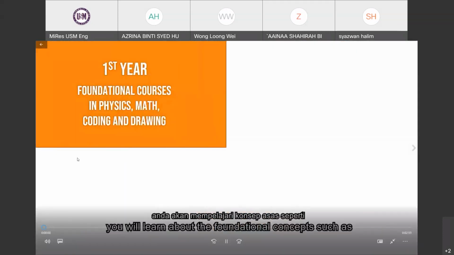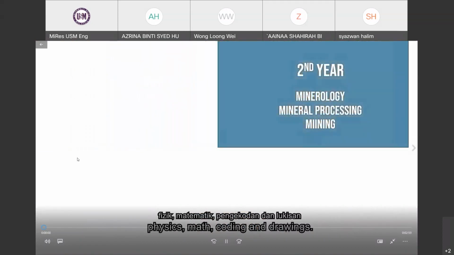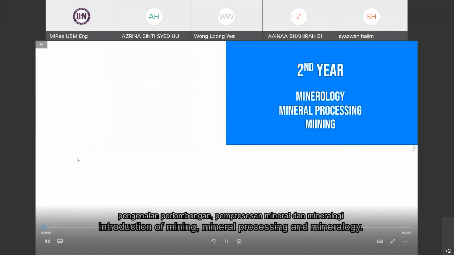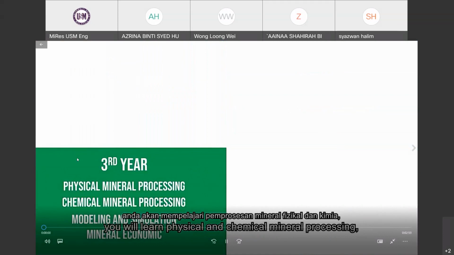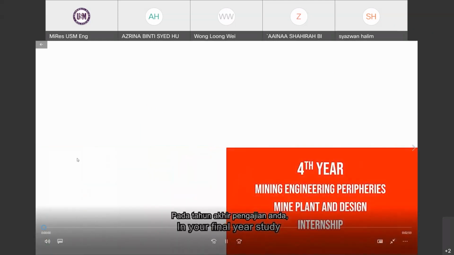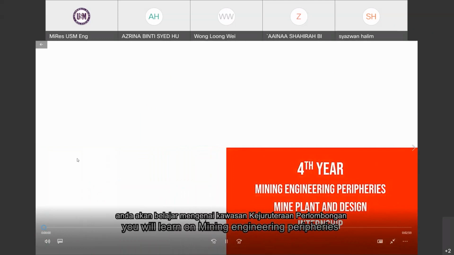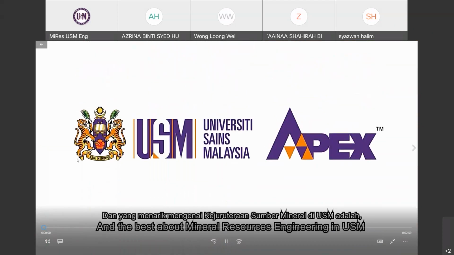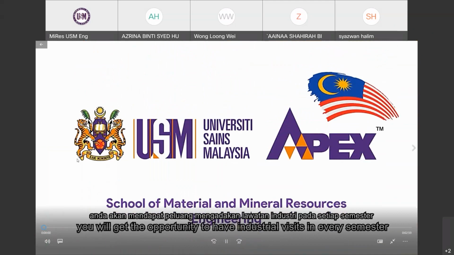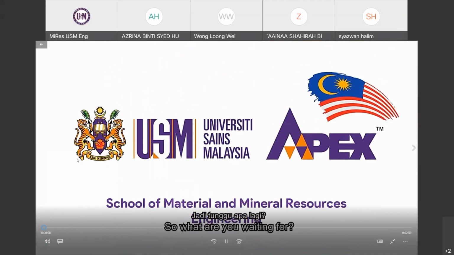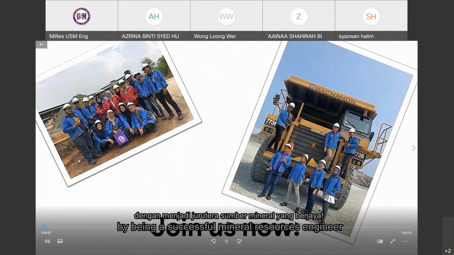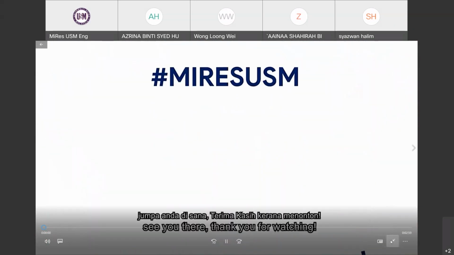For first year, you will learn about foundational concepts such as physics, math, coding, and drawing. In second year, you will learn about the introduction of mining, mineral processing, and mineralogy. In your third year, you will learn physical and chemical mineral processing, modeling and simulation, and also mineral economics. And in your final year of study, you will learn mining engineering peripherals, mine plan and design, and also internship. And the best thing about mineral resource engineering in USM is that you will get the opportunity to have industrial visits in every semester. So, what are you waiting for? Join us now and discover endless potential by being a successful mineral resource engineer. #MyResUSM. See you there. Thank you for watching.